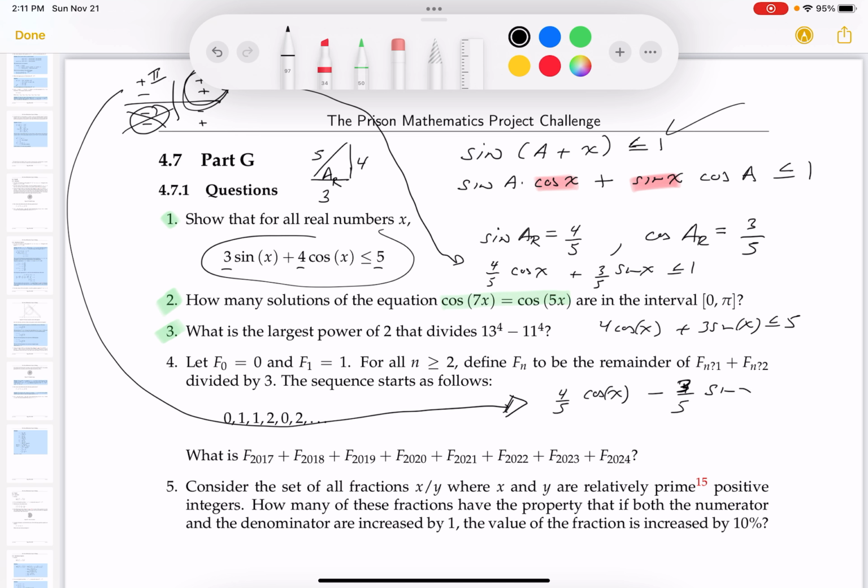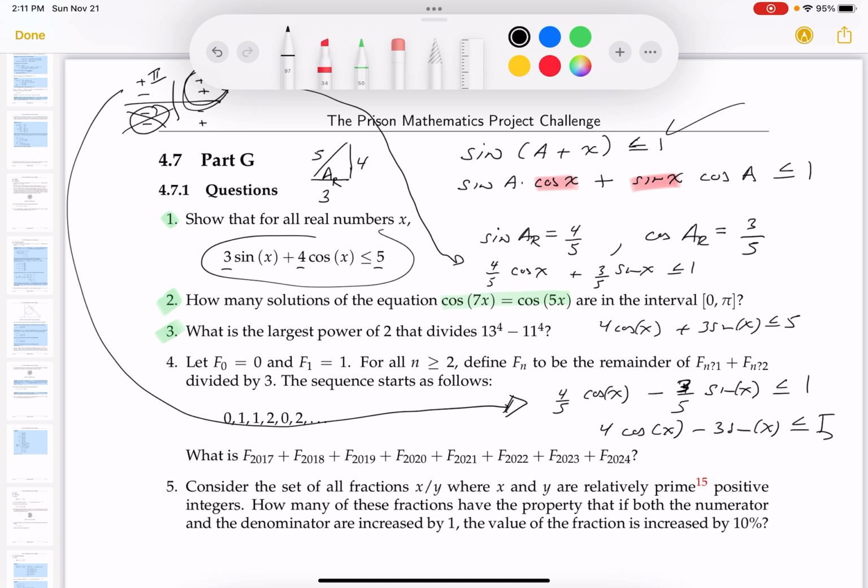Sine of x would still be less than or equal to 1. Multiply both sides, you get 4 cosine x - 3 sine x less than or equal to 5. I mean 5, I'm sorry about that. Does that help me out? I think so, but it's not exactly the form I wanted, was it?